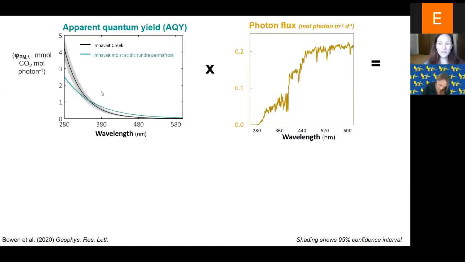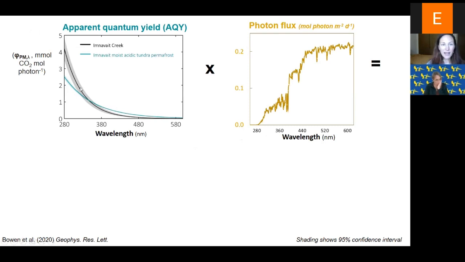So remember that the rate of photomineralization in the water column depends on the product of spectra. I'm showing you two here. I'm not showing the CDOM absorption spectrum. I'm showing these other two, which is the apparent quantum yield. Again, not in log space this time, but you can still see the difference in the UVA into the visible portion of the spectrum here.